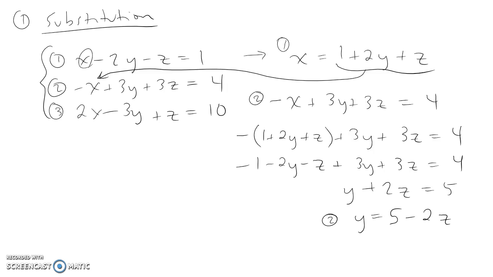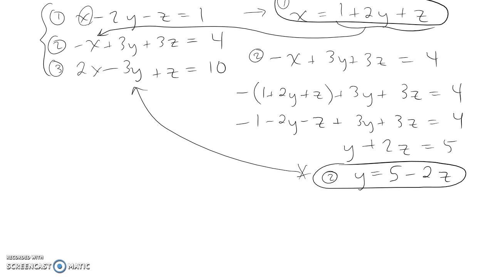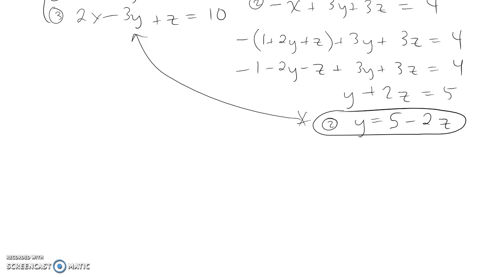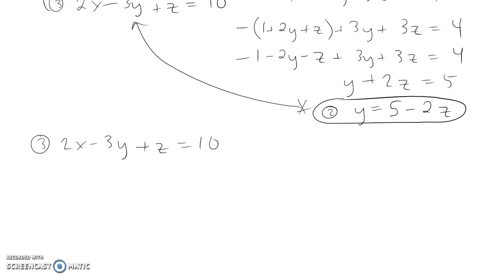Alright, so now let's back up. We have equation number 1 up here, x equals 1 plus 2y plus z. We have equation number 2, y equals 5 minus 2z. Now I'm going to take equation number 1 and number 2, and plug them into equation 3, where I can, for x and y. So equation 3 is 2x minus 3y plus z equals 10. Now I have a value for x, which is 1 plus 2y plus z.